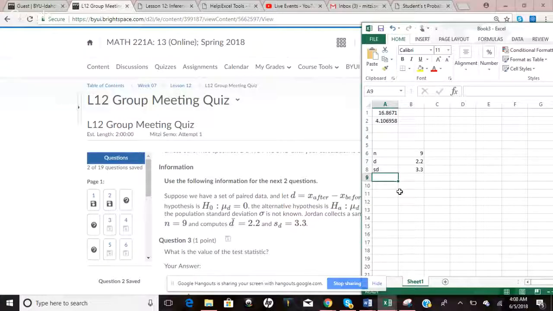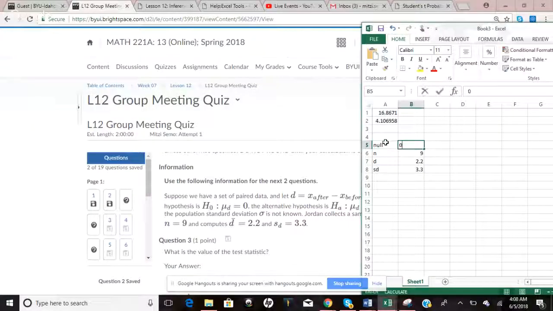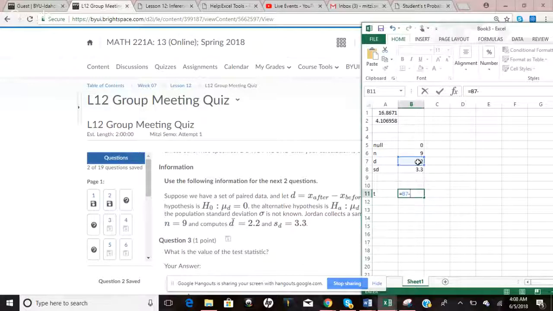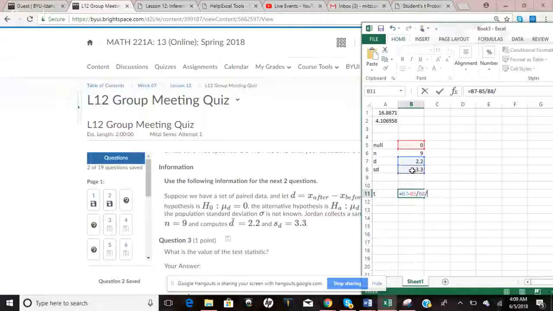Okay, so we know that our null is 0. Let me see if we get the same thing here. Our t-value should be the mean minus 0, divided by the standard deviation over the square root of n.